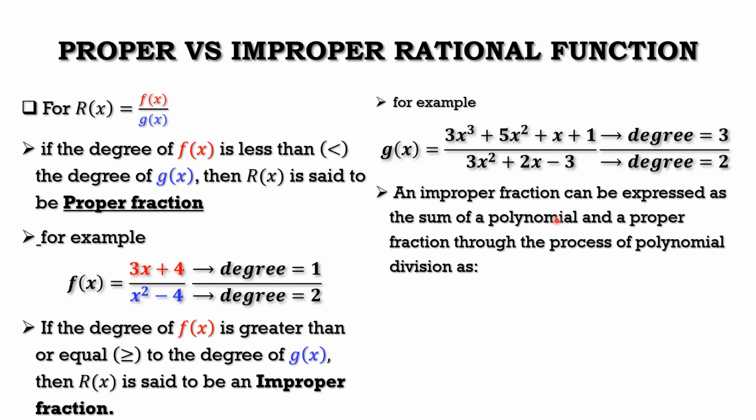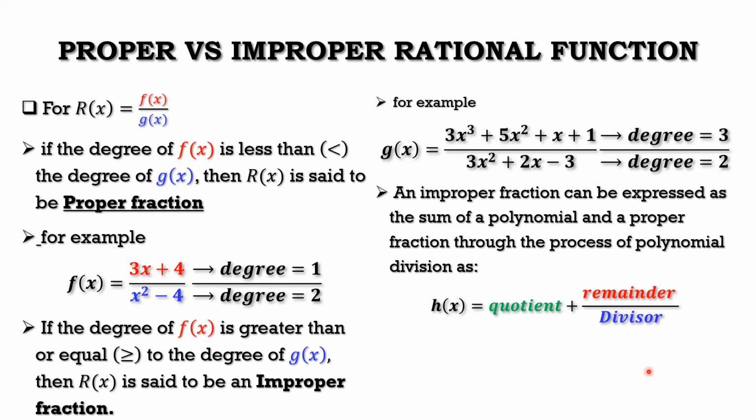Now, an improper fraction can be expressed as the sum of a polynomial and a proper fraction through the process of polynomial division. Now, remember, anytime you have an improper fraction, we can write the improper fraction as a sum of a number and a proper fraction. Now, let's look at the expression that we are talking about here. So, if h of x is a rational function and it is improper, it can be expressed as quotient, which is another polynomial function, plus remainder over divisor.